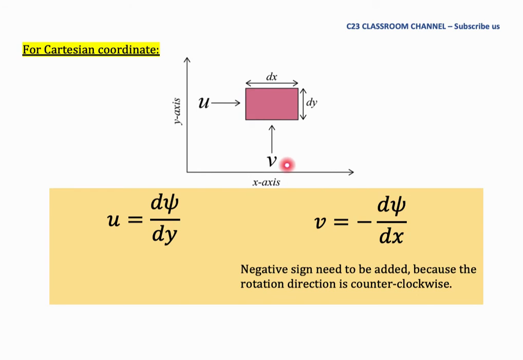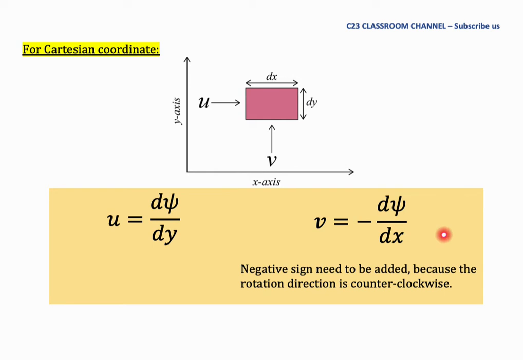And then the value of v here is negative d psi over dx, where d psi here is the stream function for this particular area, and dx here is the cross-sectional length. Again, the length here is dx, and the thickness of this element is equal to 1, so it is only shown as dx.